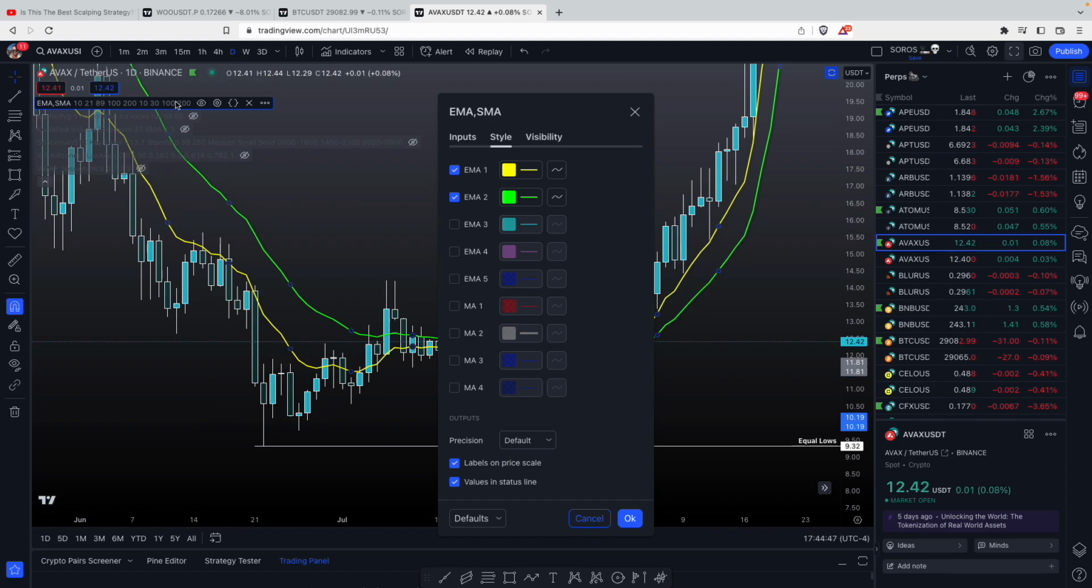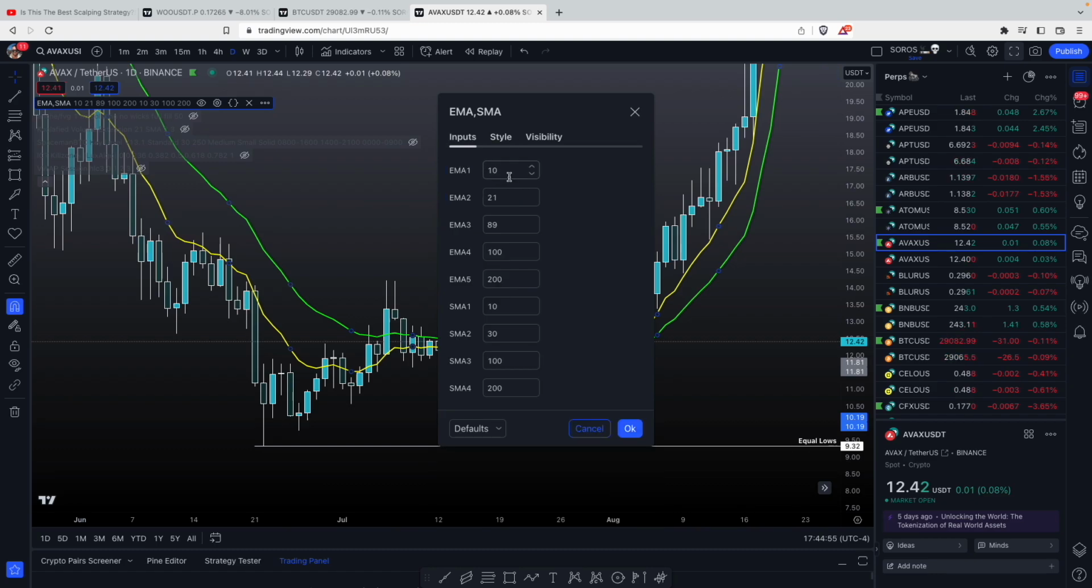So to do that, once you've added the indicator to your interface, you go to settings, and then you can see in the inputs, these are the EMAs. So EMAs, SMAs, smooth moving average. So it's basically a simple moving average. It's a little more smoothed out. And then the EMAs, the exponential moving average. And I'm using 10 and 21. These are my two short bands. And then I oscillate between the 50 and the 89.